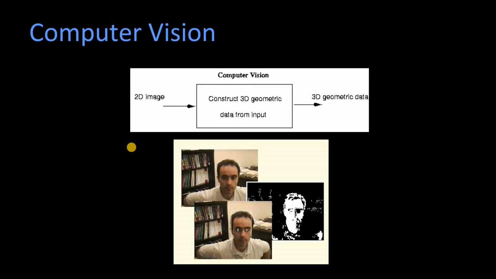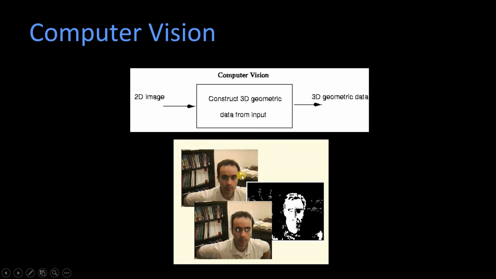Here is another example. What we do with computer vision is that basically we take a normal two-dimensional image, and we try to create a model from that image about the world. So what can a model look like? Let's say this is an image of a person. A model can be of many types.